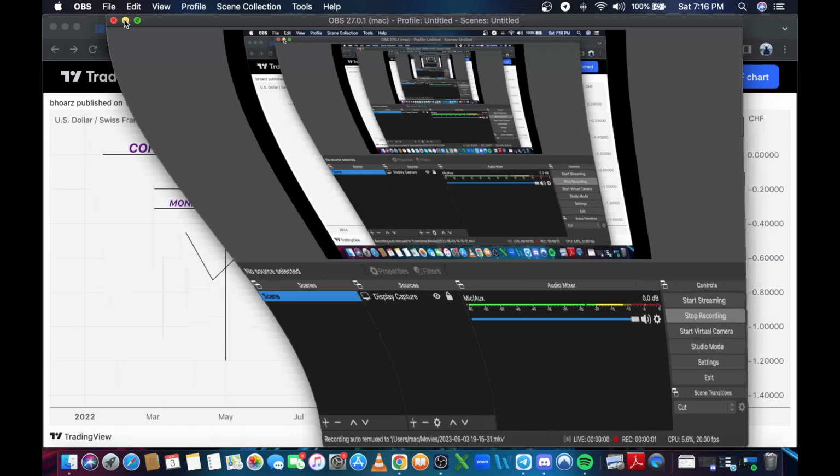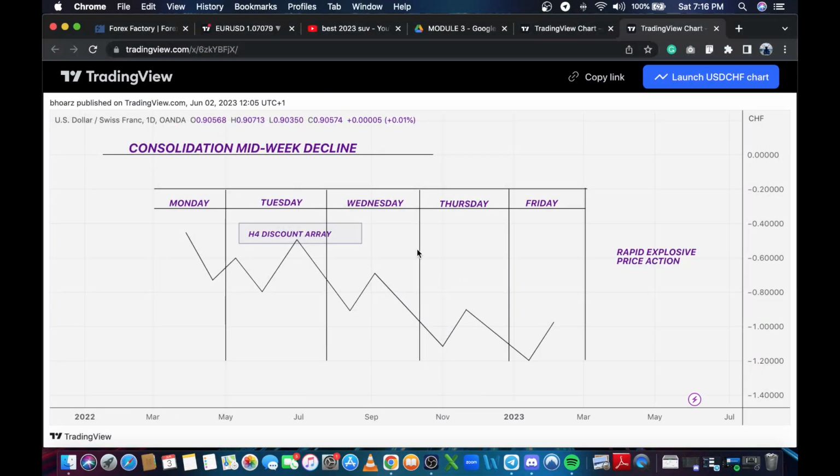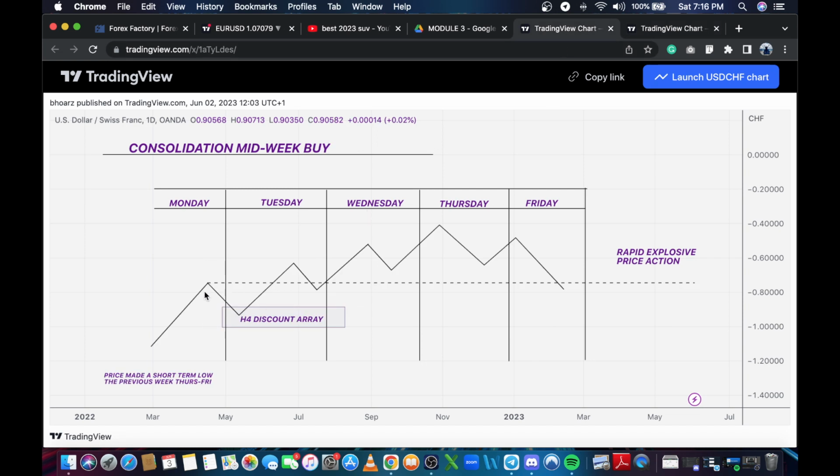Hello, welcome to lesson 2D of the short-term trading module, and this is the fourth part of the weekly range profile concept. And today we're going to discuss consolidation midweek decline and consolidation midweek rally. And you can see here, conceptually, what it looks like, where oftentimes Monday will start a rally, and then Tuesday going into Wednesday.